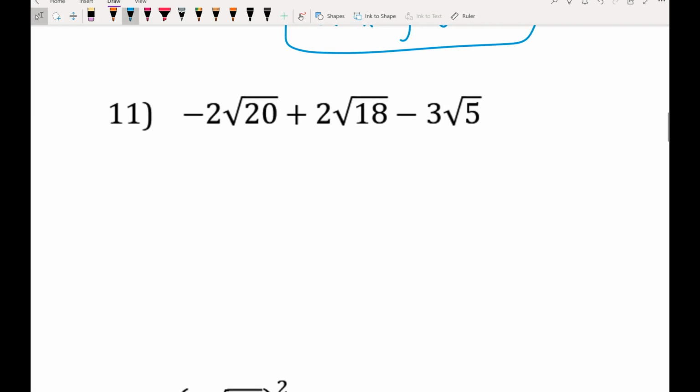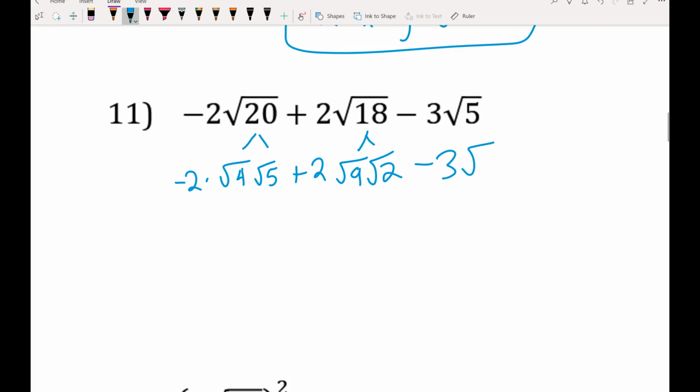Number 11. I look at 20, and I say 4 times 5 would be 20, and 4 is a perfect square, so that's probably the best way to simplify radical 20. Radical 18 simplifies into radical 9 times radical 2, again because 9 is a perfect square. And there's nothing we can do with this radical 5 hanging out here. So if I clean this up a little bit, negative 2 times 2 is negative 4 radical 5, plus 2 times 3 is 6 radical 2, minus 3 radical 5.